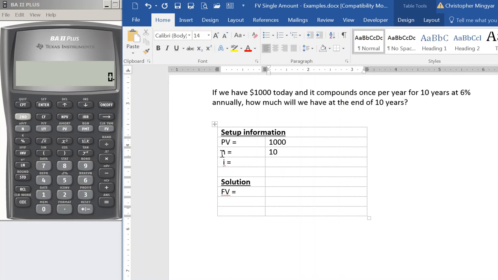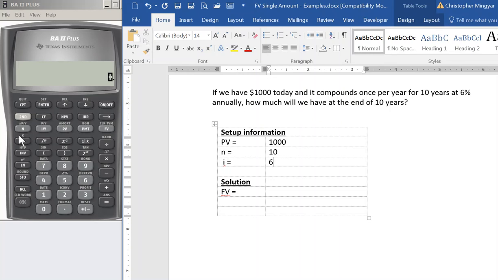Now, N, we want to remember, is the number of compounding periods over the entire length of the period or the timeline covered by the problem. And the I is the compounding rate per period. And since our periods are annually, we'll use the 6. So we need to find the future value, because how much will we have at the end of 10 years, which is in the future.